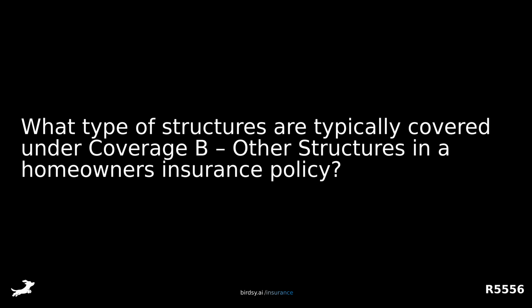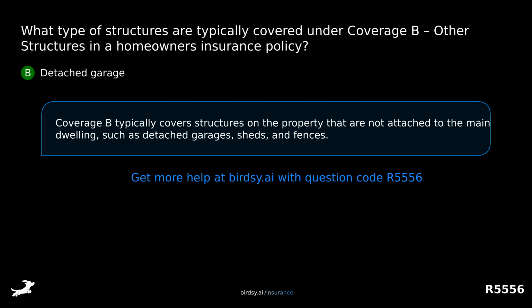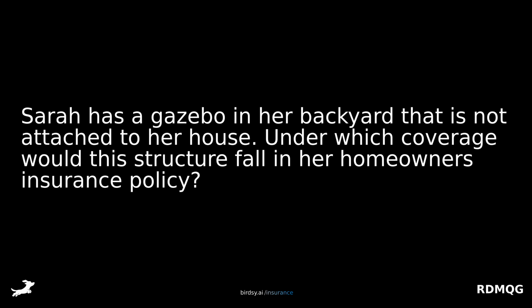What type of structures are typically covered under Coverage B, other structures, in a homeowner's insurance policy? Is it A, attached garage, B, detached garage, C, main residence, or D, personal property inside the home? The answer is B, detached garage. Coverage B typically covers structures on the property that are not attached to the main dwelling, such as detached garages, sheds, and fences.